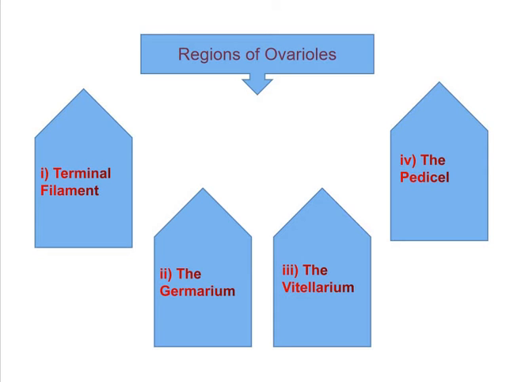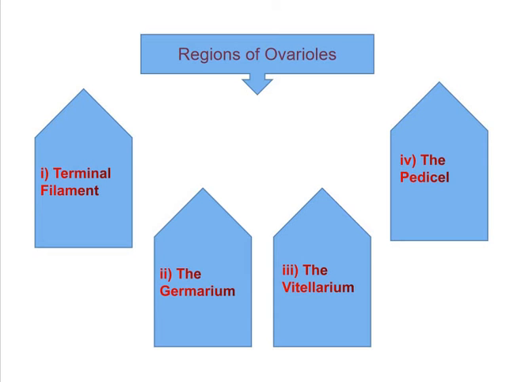Now the last or the fourth region of the ovariole is the pedicel. The pedicel represents a stalk of the ovariole in the form of a short duct providing a passage to the ova from the vitellarium to the lateral oviduct. It is composed of tall epithelial cells and bears a large lumen, but the upper end is enclosed till the time of release of the first ovum from the ovariole into the lateral oviduct. Now, these are the regions of the ovariole.